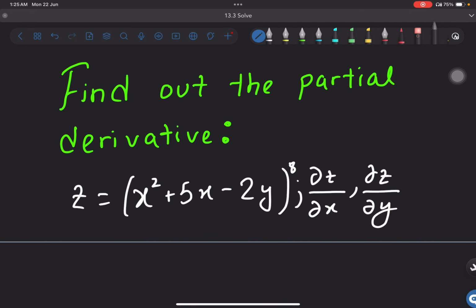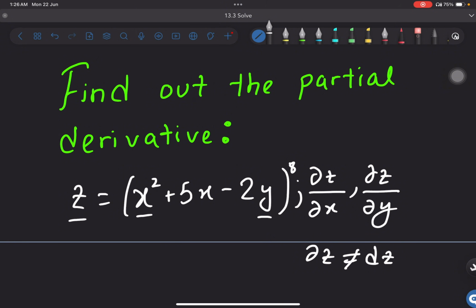How do we solve this math? Over here, notice we're again saying del z, and we are not saying dz. Why? Because z is not only a function of x, but it is also a function of y. Hence, this is a partial derivative.